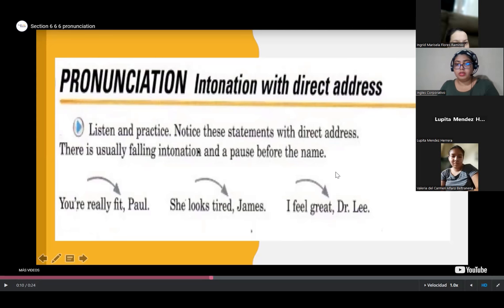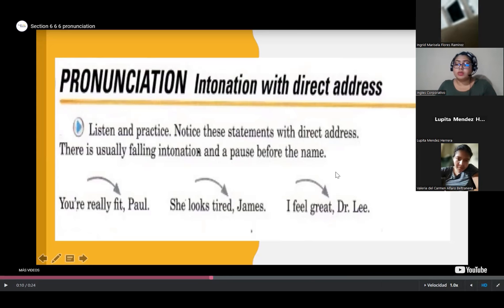You're really fit, Paul. Va, en lugar de ir hacia arriba, va bajando. You're really fit, Paul. She looks tired, James. I feel great, Dr. Lee. So in this case, when we have this kind of sentences or this kind of statements, we are going to use this kind of following intonation.